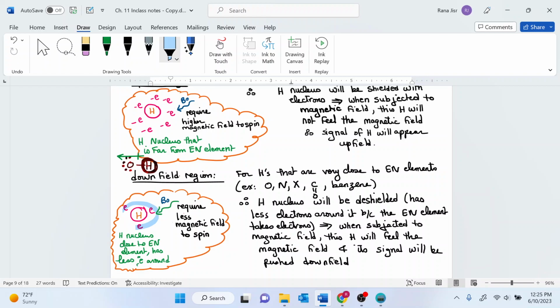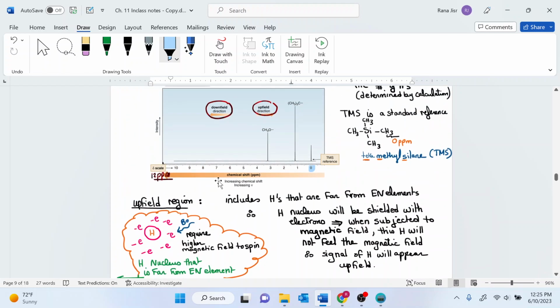When you apply a magnetic field and this proton spins, you don't need to apply too much magnetic field for the nucleus of the hydrogen to feel the magnetic field. So this is why that requires less magnetic field to spin, and the signal of the proton is going to appear further downfield.